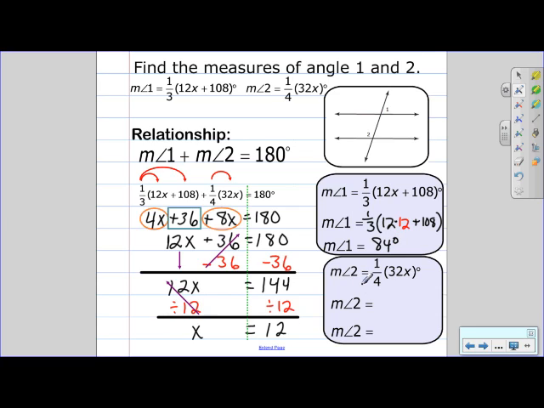And now for the measure of angle 2, same process. We're going to substitute in x, and in this case, again, x is 12. So once we put this algebra in our calculator, we will get 96 degrees. And we can verify that this is correct by taking the two angles measures and adding them together and making sure that we get 180 degrees.